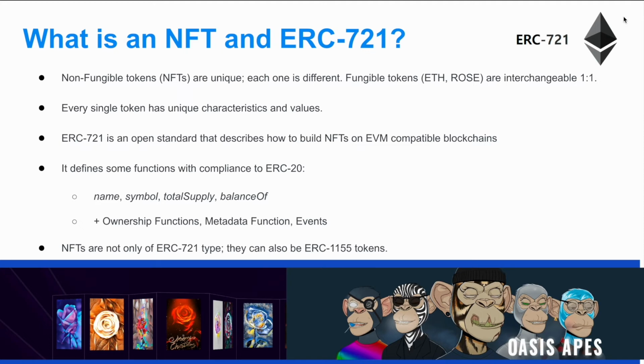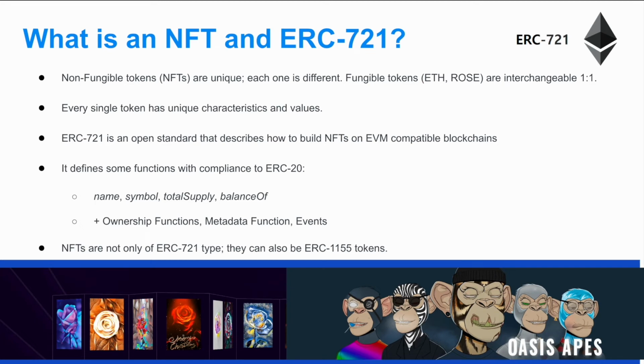Compared to fungible tokens, NFTs are non-fungible tokens. If you compare fungible to non-fungible, it means that you're comparing Ethereum, ROSE token or BTC token. These tokens are interchangeable. One ROSE is one ROSE, one ETH is one ETH. While if you compare the non-fungible tokens, or NFTs, they are unique and each one is different.